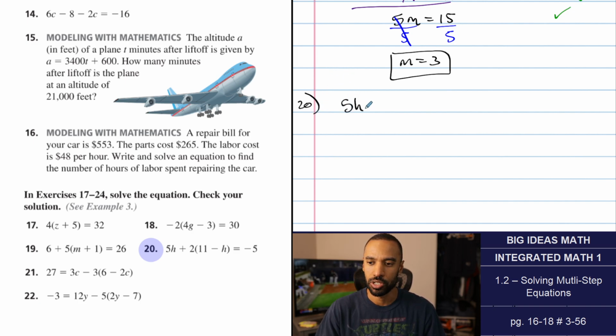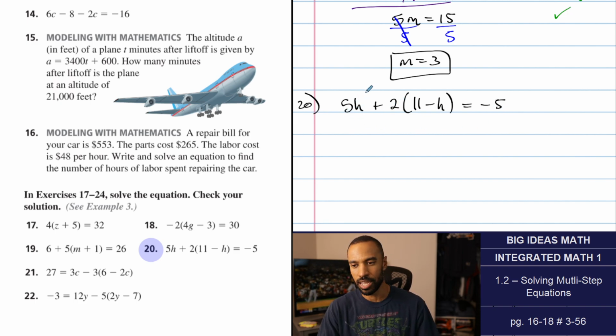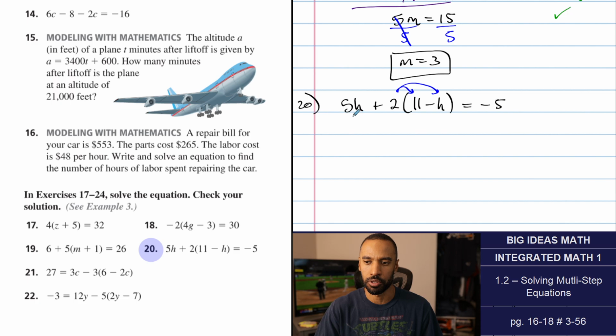So 5h plus 2 times 11 minus h equals negative 5. In this case, I'm going to be dividing by 2, but even moving this term over here wouldn't help because that has an h in it. It can't combine. So this is definitely where we're going to distribute first. No question. I wouldn't try any other situation than this.